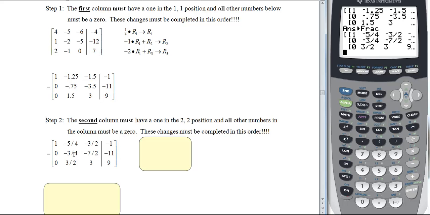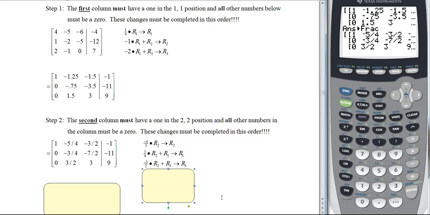So I need a 1 in the second row, second column, so I'm going to multiply by -4/3. Now I need a 0 up here, so once we do this, I'm going to assume that I'm going to have my 1 there. This is why we always have to do this first. Now to get a 0 in this position, I need the opposite, which would be a +5/4. So a +5/4 times row 2, add to row 1 to give me my new row 1. And for this position, I need the opposite, which is a -3/2 times row 1, add to row 3 to give me my new row 3.